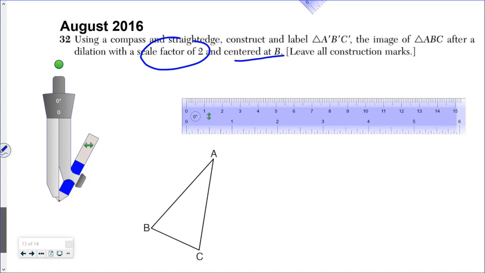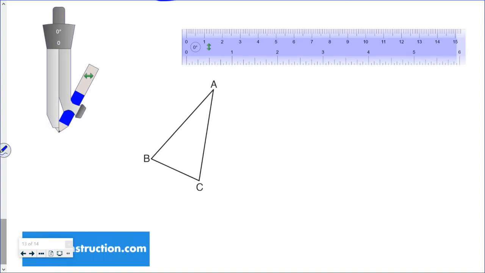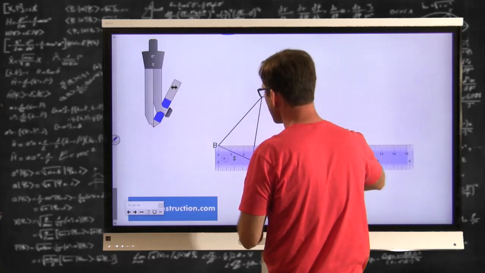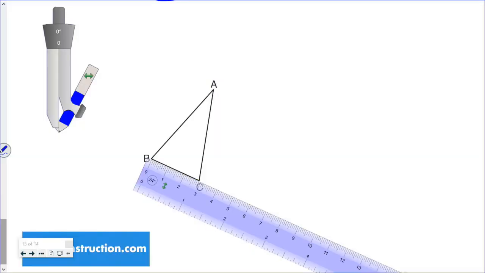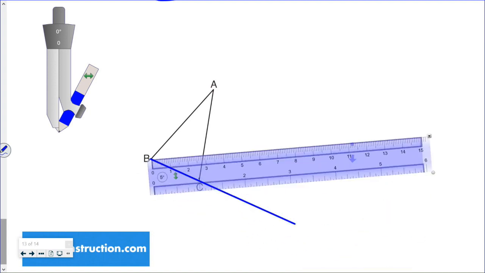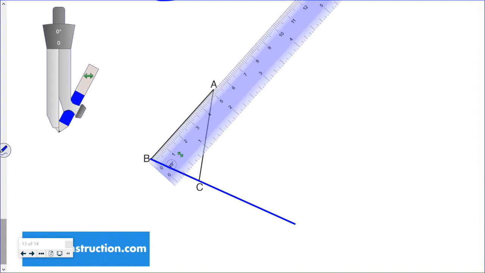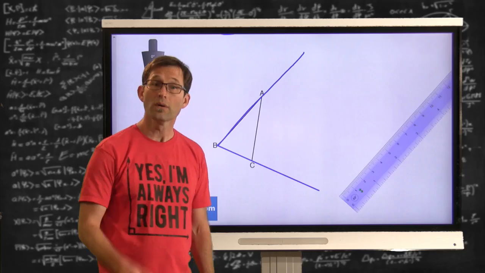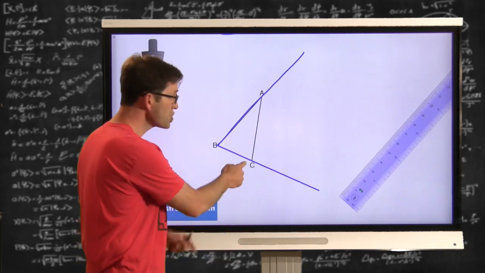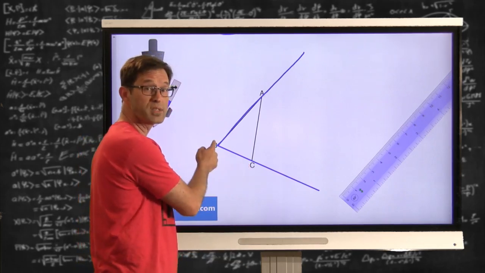All right, so let's do it. The way that we would do this is we would take our ruler out, all right? We would make it go through point B and C, and we would hope that it, now it works, okay? Then I'm going to do the same thing. Okay, anyway, so then what we do is we take our compass out, and we just want to make sure that the image of C prime is twice as far from B.